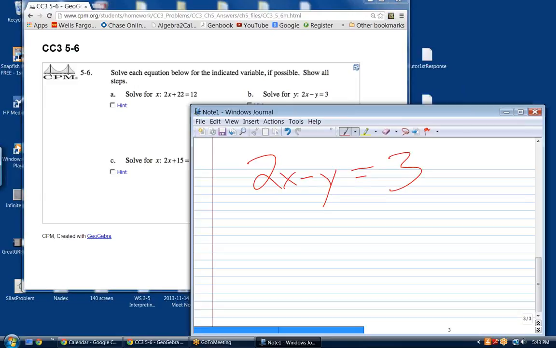I don't really know how to do that, I don't think. Well, what do we want to do with the 2x? Move it to the other side. Okay. In other words, we want y all by itself. Well, if I subtract 2x from both sides, I don't quite have y all by itself. I have negative y equals 3 minus 2x. Now how do I solve for y?